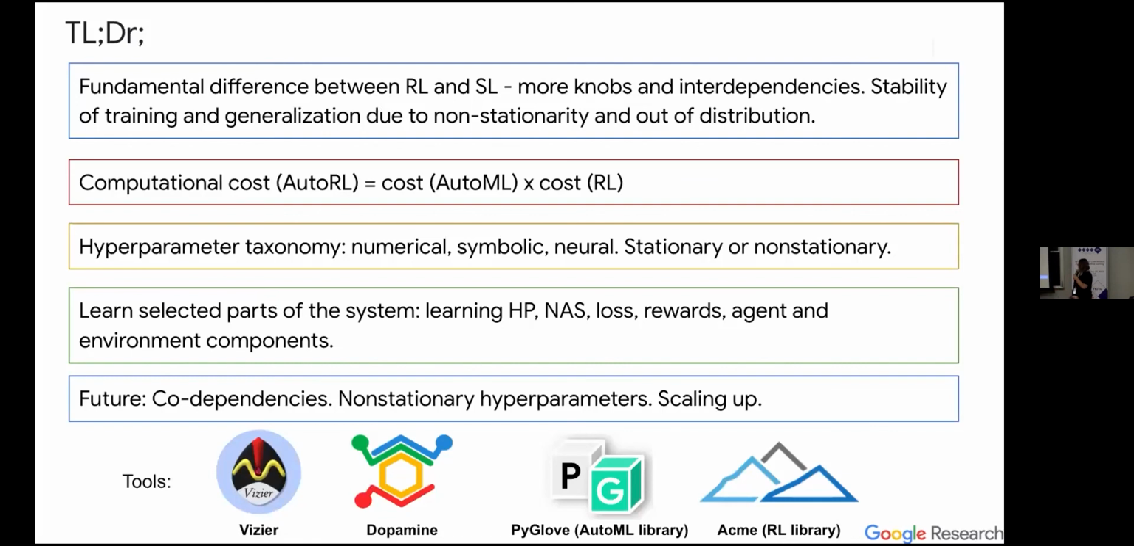We talked about the formulation of AutoRL and what the cost is, that we have this multiplicative effect of 2 hard problems. We talked about the hyperparameter taxonomy and stationarity and non-stationarity. And we covered different parts of the reinforcement learning system that we're learning: the hyperparameters, neural network architecture, loss functions, rewards, agent, and the environment components. And then we discussed the future areas, and we gave some tools and practical things that you can go and look at.